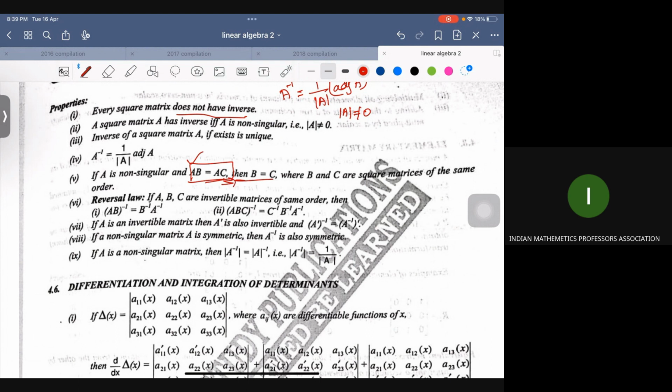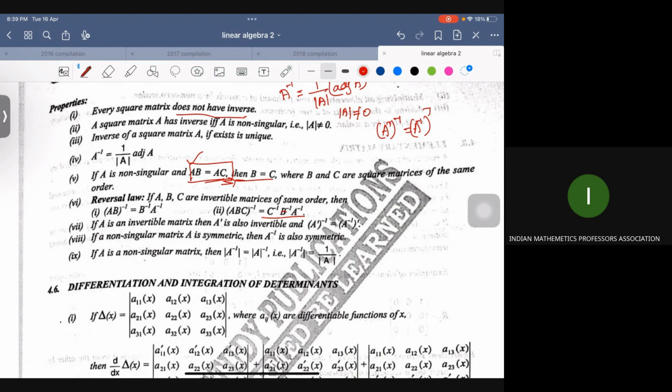Reversal law. If A, B, C are invertible, (AB) whole inverse equals B inverse A inverse, and (ABC) whole inverse equals C inverse B inverse A inverse. If A is an invertible matrix, then A transpose is also invertible, and A transpose inverse is nothing but A inverse transpose.